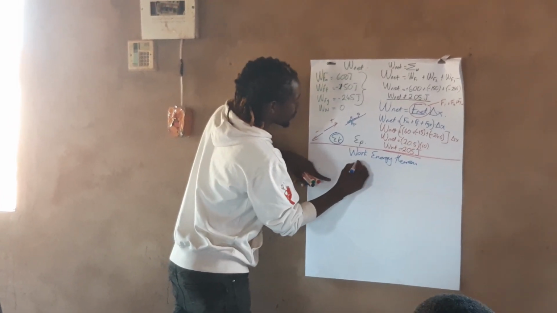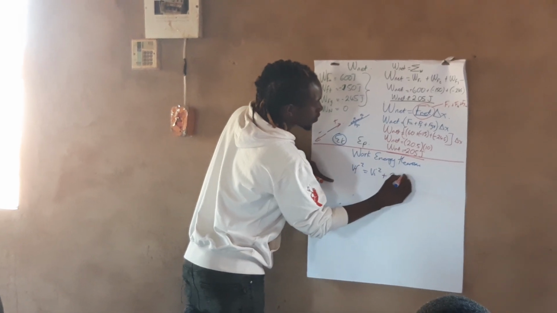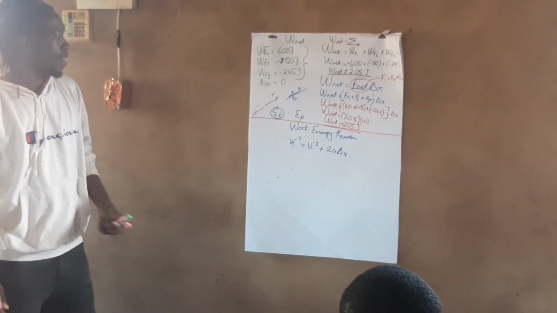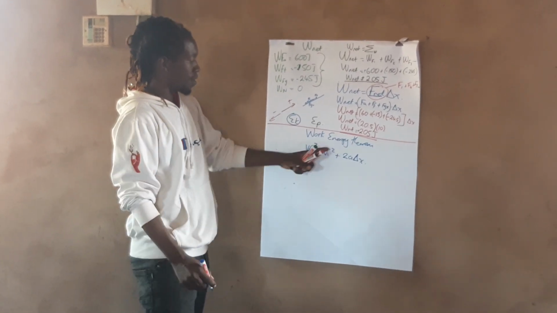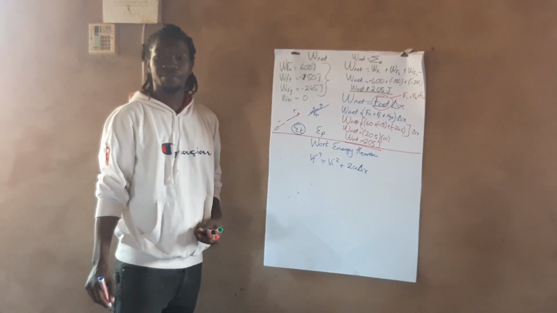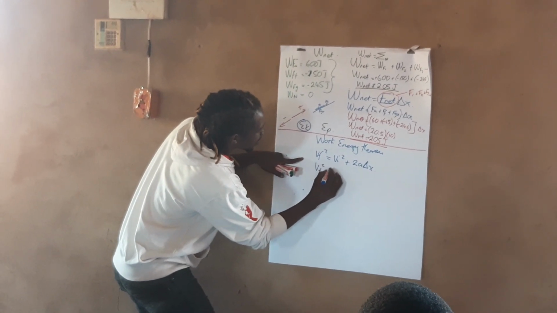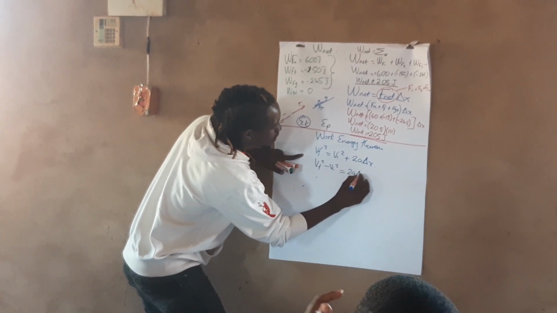We know that Vf squared is equal to V initial squared plus 2a change in x, right? If we take this side, what do we have? We have V final squared minus V initial squared equals 2 times acceleration times change in x.